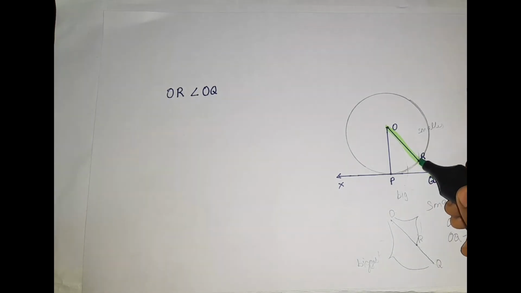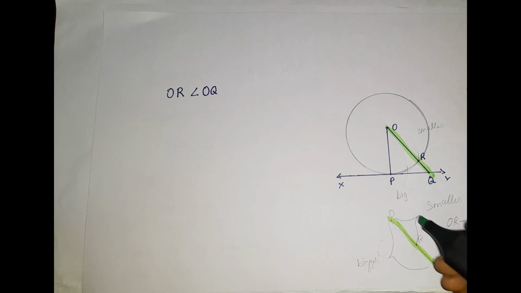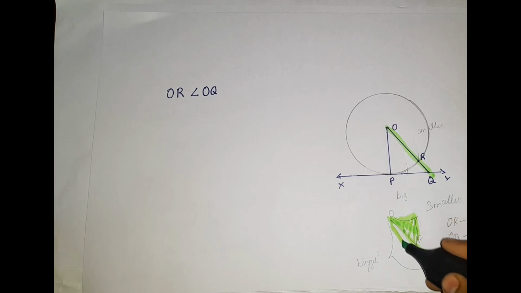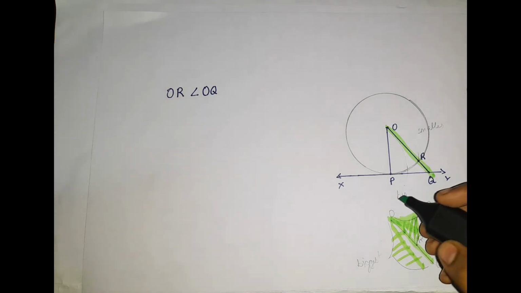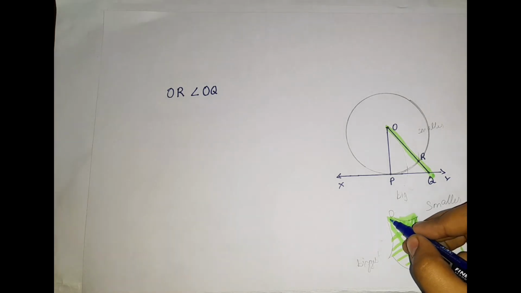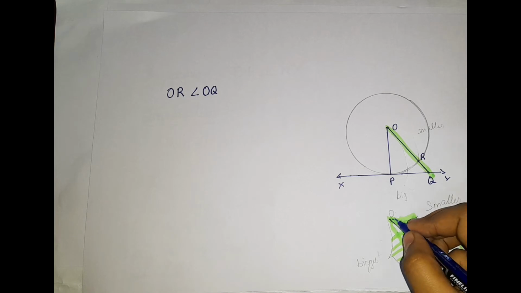So OR is longest, OQ is longest. So which is the longest? For example, here also we have the same, we are just mentioning the same line. So here, this whole thing is the longest. So according to me, OR is the longest. I'm sorry, OR is the shortest. Okay. So once again, this is shortest and this is big.